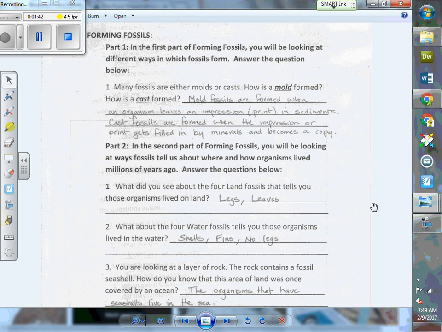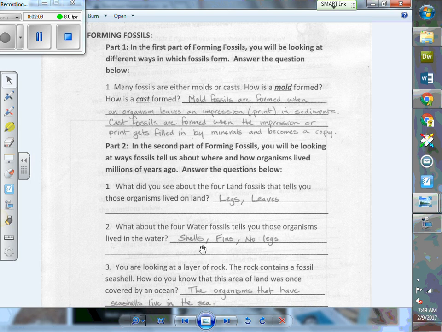Part number 2, you will begin looking at ways fossils tell us about where and how organisms lived. All right, so in the land fossils, we could see evidence that these things lived on land because they have legs, right? We know that things that live on land need legs to move around, and also leaves. Plants are found on land. So if you find a fossil with leaves on it, that tells you that it was a land organism.